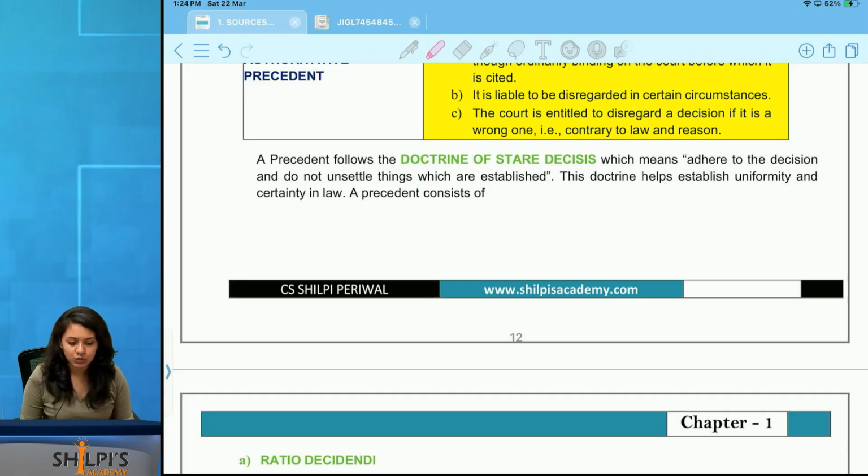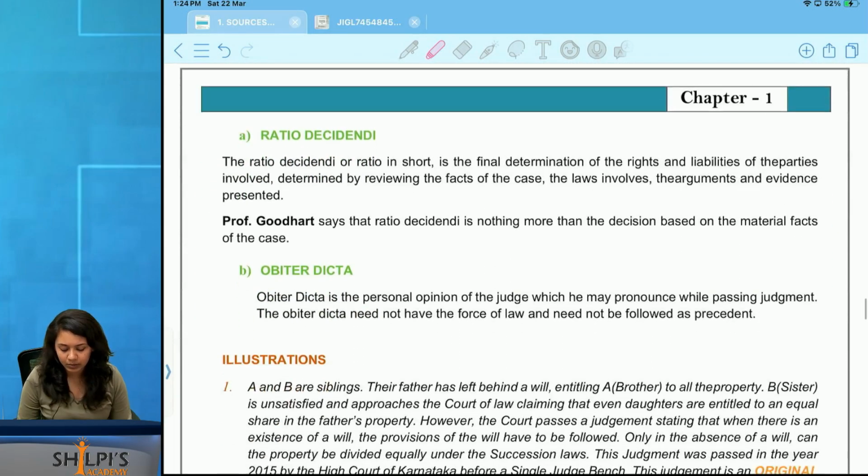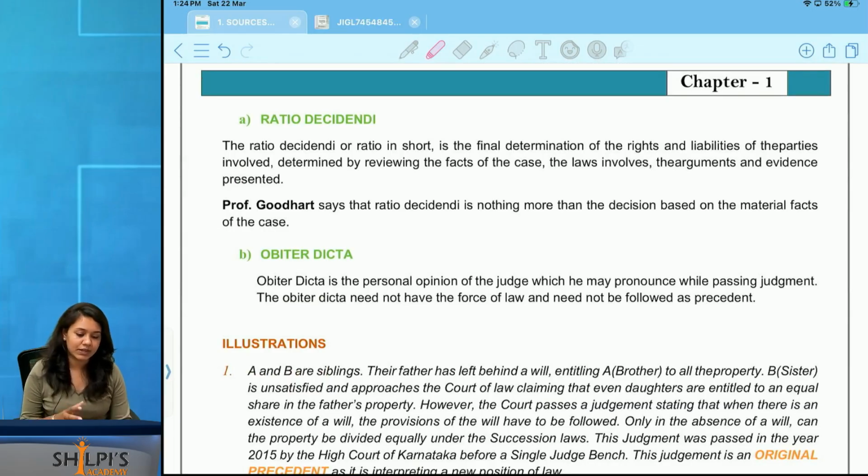Okay. So what exactly do they mean by a precedent? A precedent consists of the following factors. The first one is known as ratio decidendi. The ratio decidendi is the final decision of the judge after looking into the facts, the laws, the arguments and the evidence presented by the parties. The final determination or the final decision of the judge is what is called the ratio decidendi.